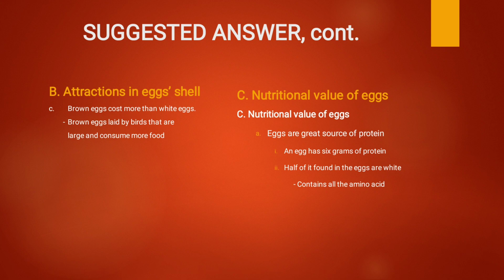because we have seen topic sentence to be C. We have seen major supporting sentence to be eggs are a great source of protein, which is A. We have seen minor supporting sentence to be II: half of it is found in the egg white. Then, when you move from minor supporting sentence, you are coming to subdivision. So the subdivision is, it contains all the amino acids.